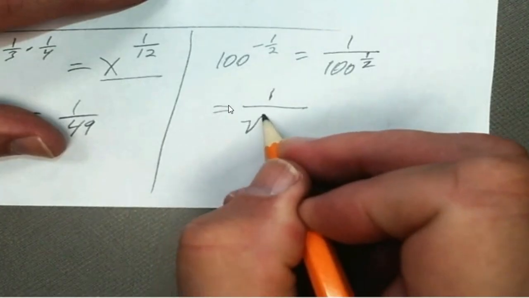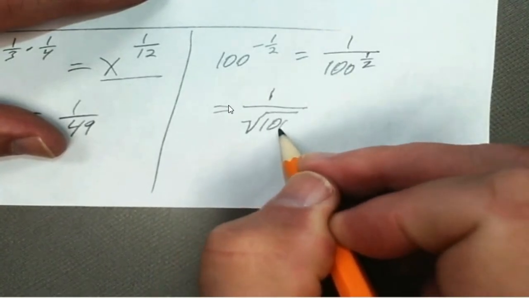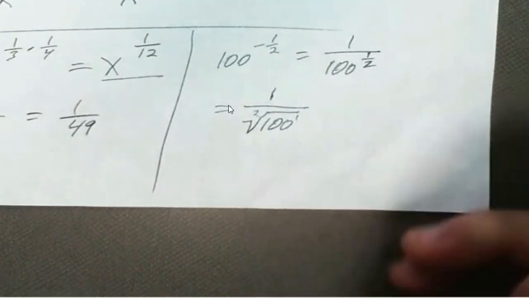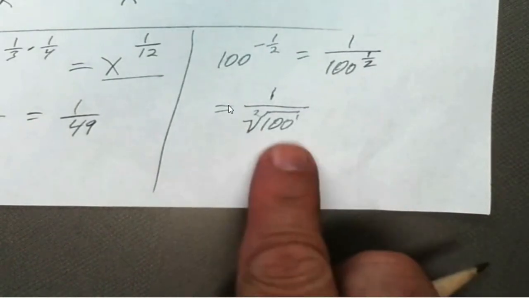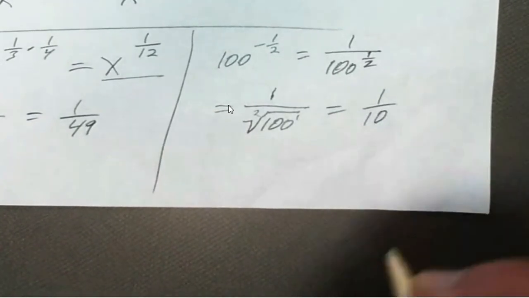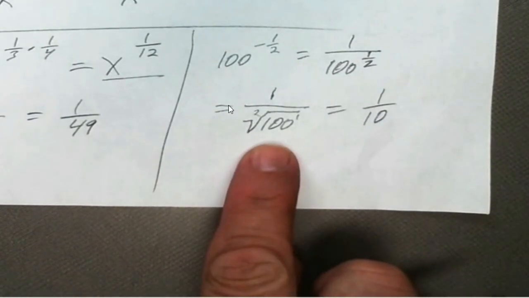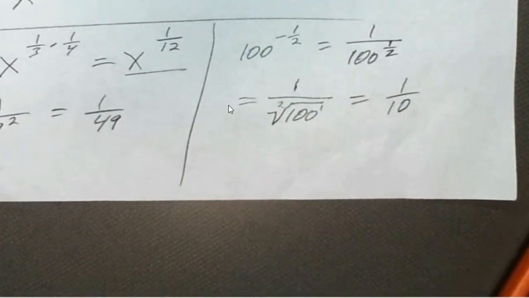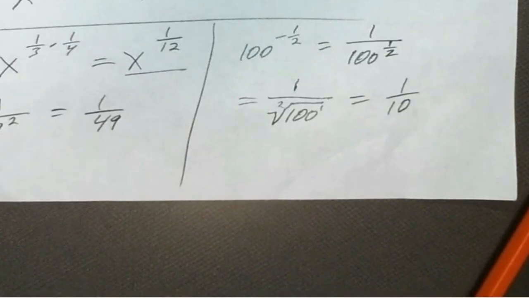Anytime you see something to the 1/2 power, that just means take the square root of it because the 2 is out here and the 1 is there. That's just saying the square root of 100, which is 1 over 10. Square root of 100 is 10, right? So 1/10. I know it's also a negative 10. We'll talk about that on the next lesson.